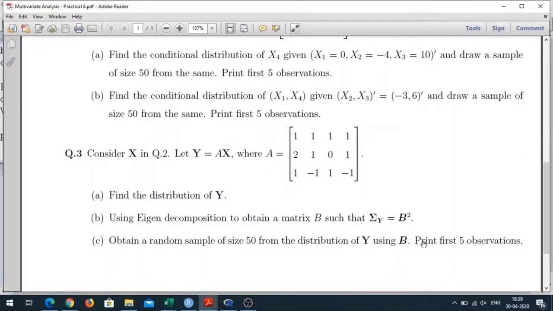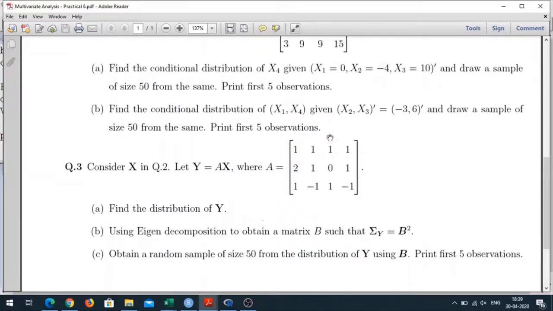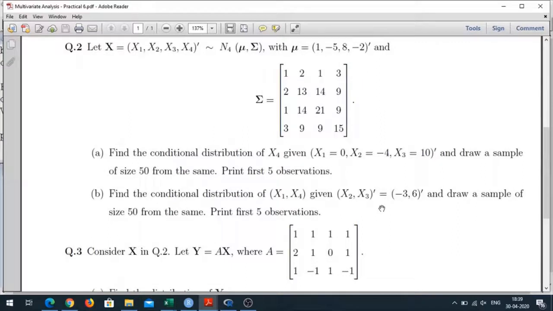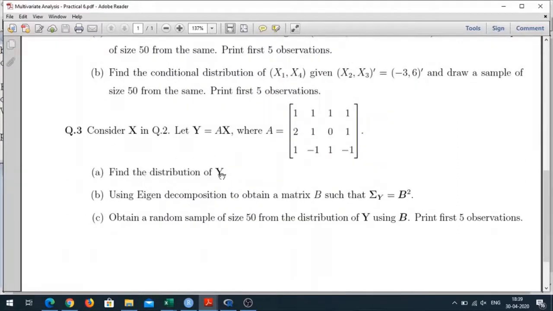Then question 3 is also not difficult. A is given, x is supposed to have same distribution that is given here. First question is find the distribution of y. Y is Ax. So we know expectation of y would be A mu, variance of y would be A sigma A prime, and then the distribution is normal. So your job is just to compute A mu, A sigma A prime. So I think everyone can do it.